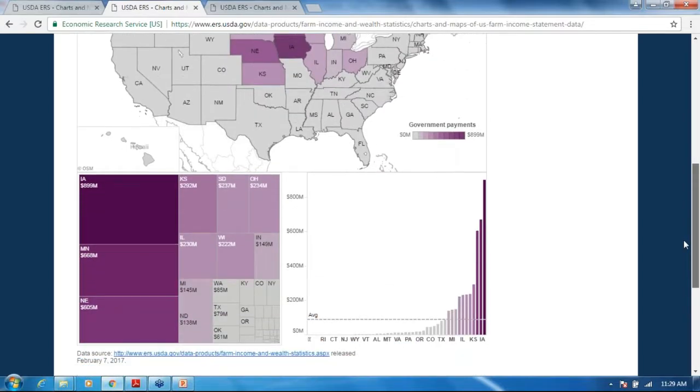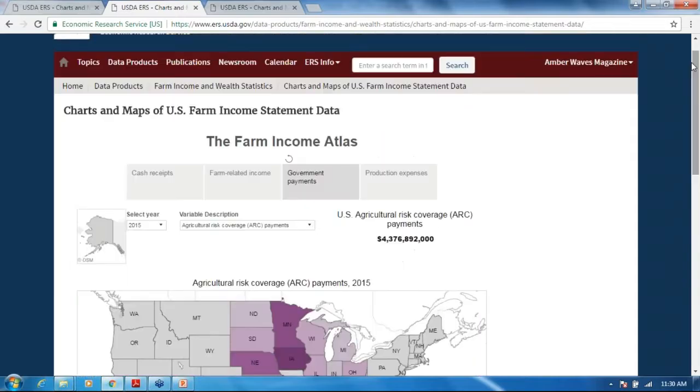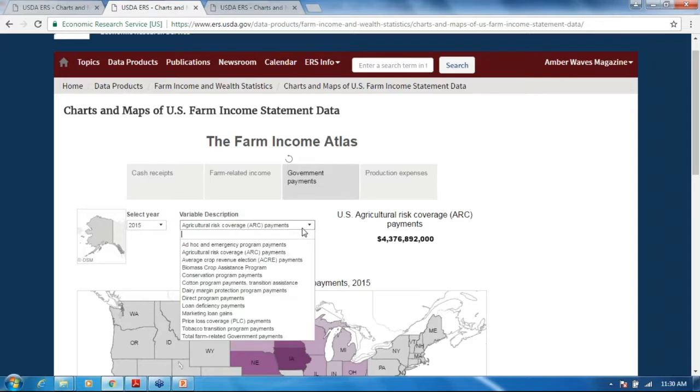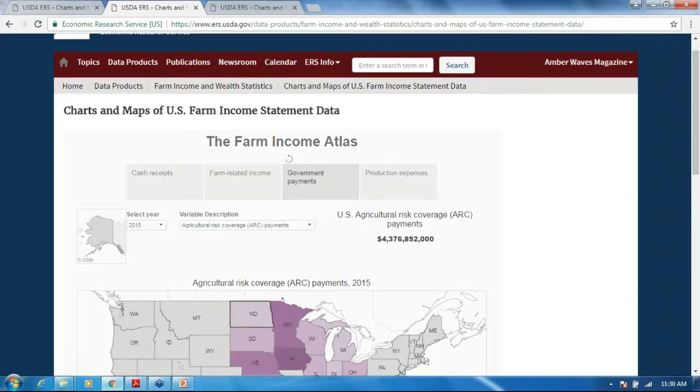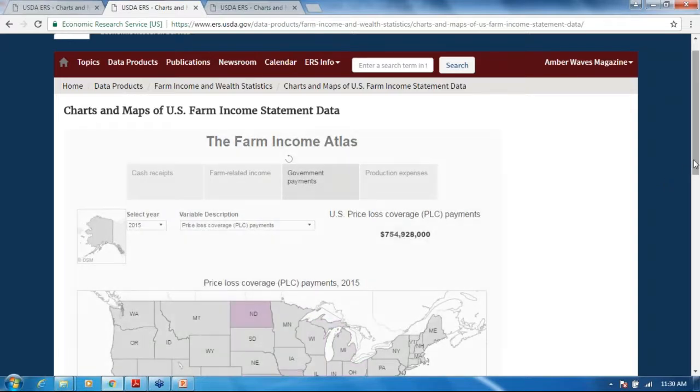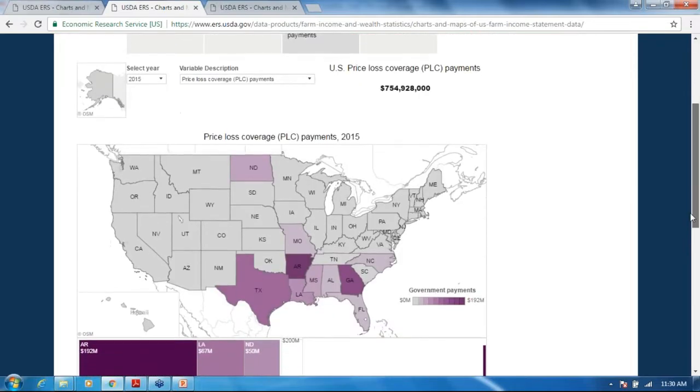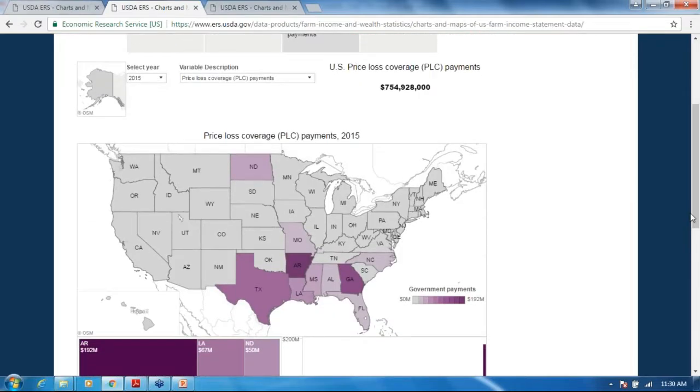And you can also get a tree map, which is on the left there, to get a perspective of the percentage, and then also a bar chart. And you can look at other government payments as well. So let's say we wanted to see PLC, which is primarily going to be in the south and southeast, because it's mostly going to rice, long grain rice, and peanuts and wheat.